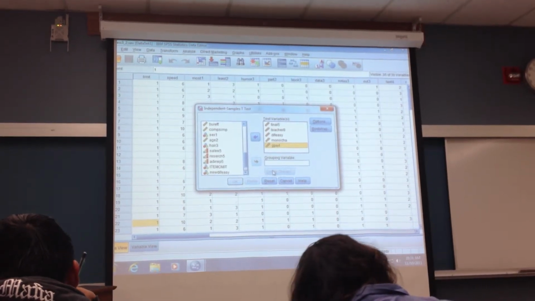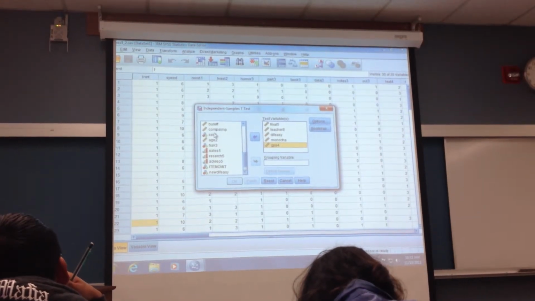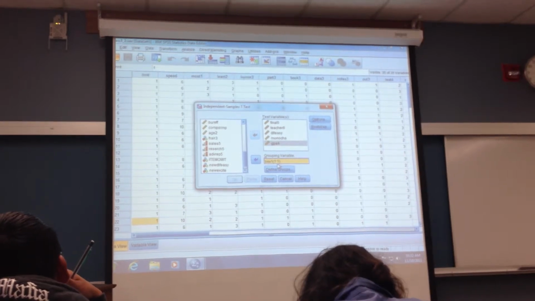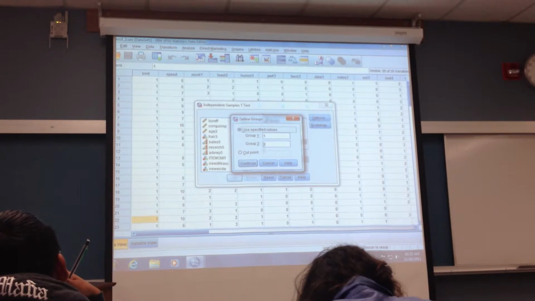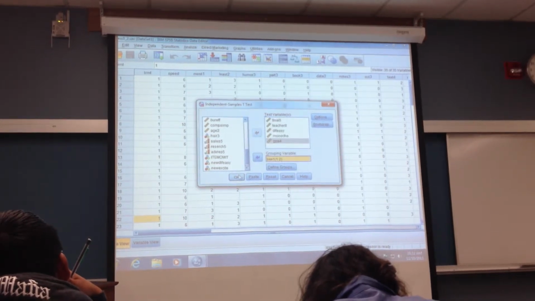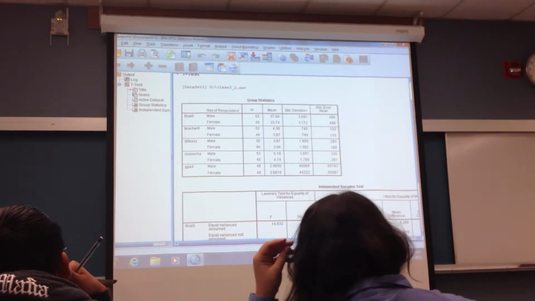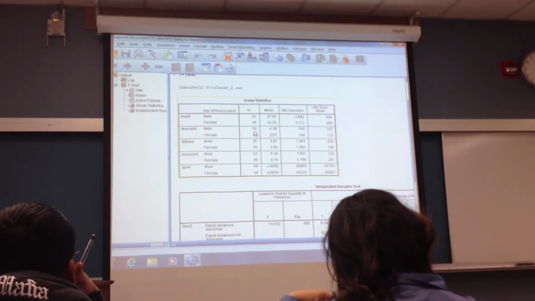Okay, we want to compare a variable that's got two categories over here. Sex would be a good candidate. Notice the question marks. You got to define the groups. We already did it. 1 and 2 are the groups. Hit OK. How many t-tests are we going to get? 5. There they are. Here's our means for our two groups. Here's the number of each group.